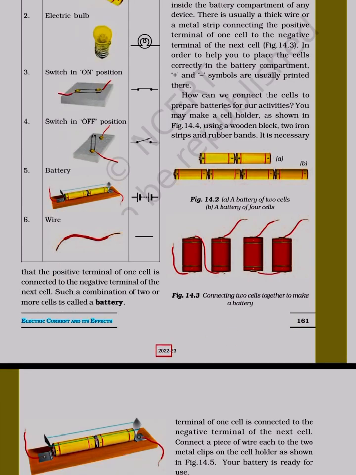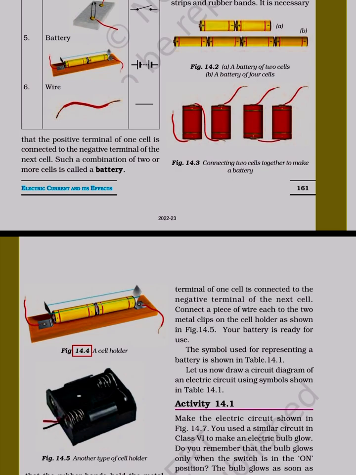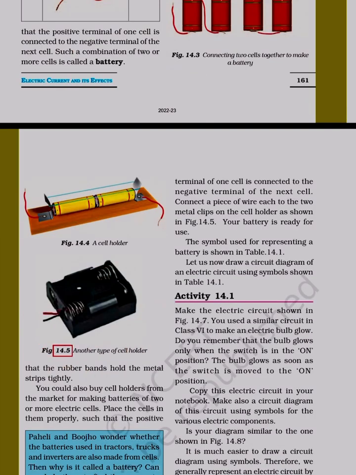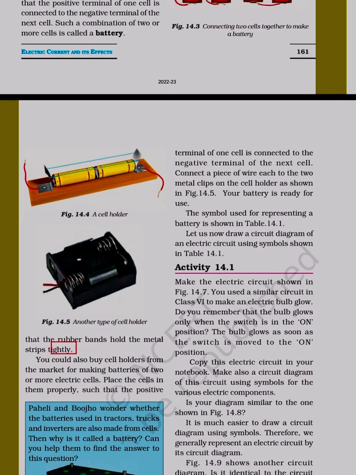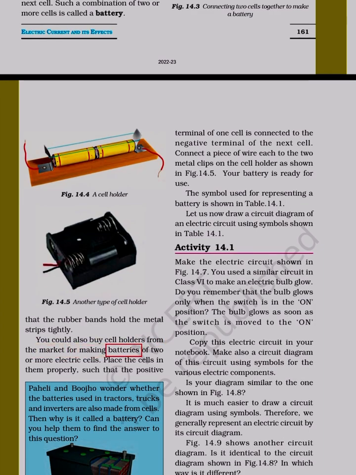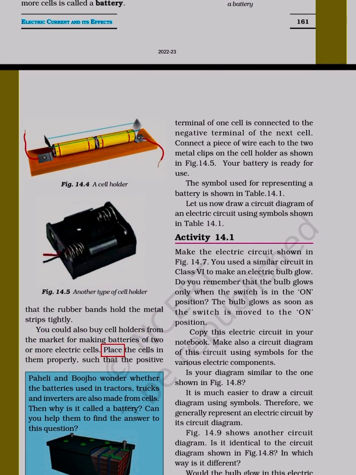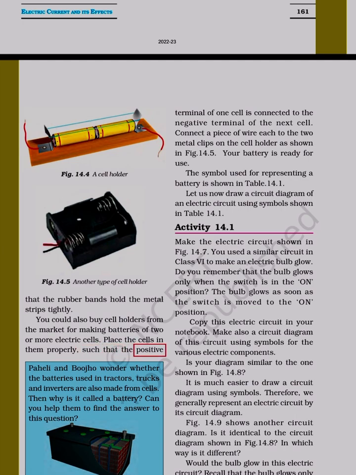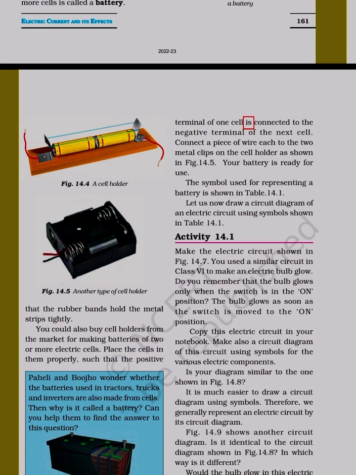Figure 14.4 A cell holder. Figure 14.5 Another type of cell holder. Note that the rubber bands hold the metal strips tightly. You could also buy cell holders from the market for making batteries of 2 or more electric cells. Place the cells in them properly, such that the positive terminal of one cell is connected to the negative terminal of the next cell. Connect a piece of wire each to the 2 metal clips on the cell holder as shown in Figure 14.5. Your battery is ready for use.